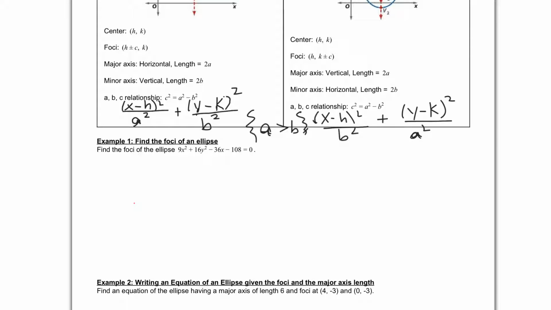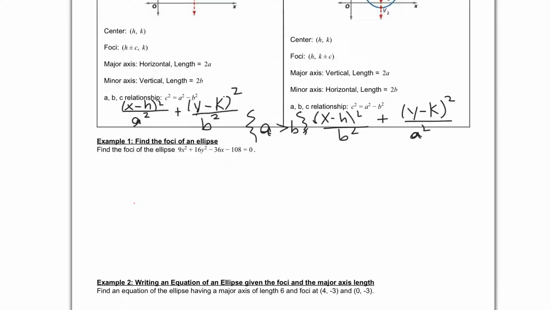In example 1, we want to find the foci of the ellipse 9x squared plus 16y squared minus 36x minus 108 equal to 0. In order to find the foci, we need to look at the equation up above. So in order to find foci, we need the h, the c, and the k, no matter which formula we decide to use. In order to find the h and the k, we need to know the center, which means we need to put it in that standard form.